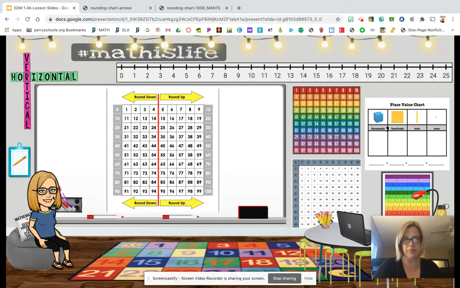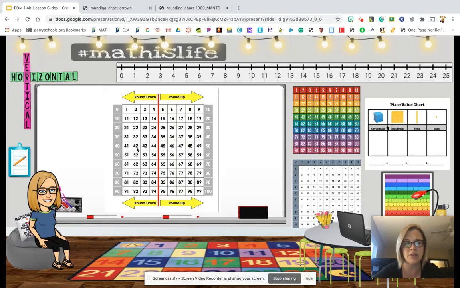I'm going to skip a couple of these. So this is a chart that we can use, and I'm going to make a resource folder so that you guys are able to go back to it and use this. It is not a hundreds chart because you have the 10 on the left and the 10 on the right because those are the benchmark numbers.